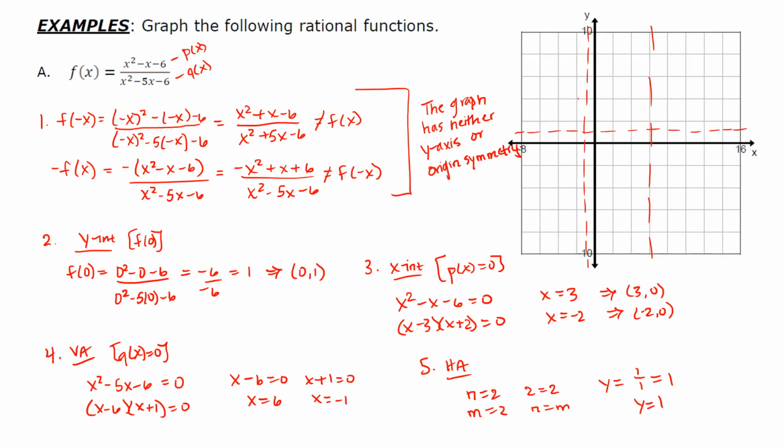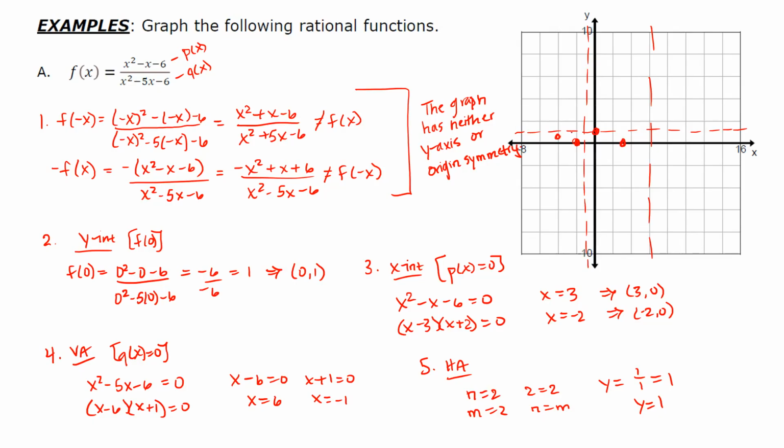Then we'll plot our intercepts, so (0, 1). We have (3, 0), 2, 4, 6. So 2, 4, so it'll be right here, (3, 0). And (-2, 0). So the next thing I would do is go into my calculator and get some points. So I'll plot some here for us.